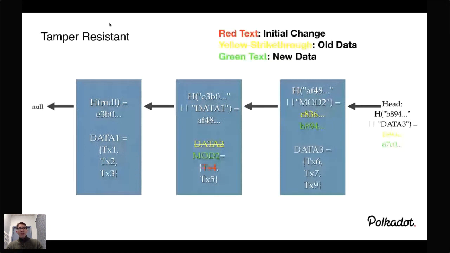One of the great things about blockchains is that they're tamper resistant. If someone tries to modify something, for instance here, I have gotten rid of TX4, transaction 4, this is going to cause my data to change, which causes all of my hashes to change, which means the head of the blockchain is going to have an incorrect hash value. So I know there has been some modification to the data.